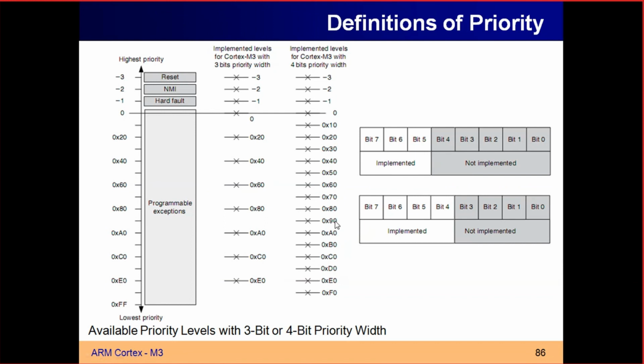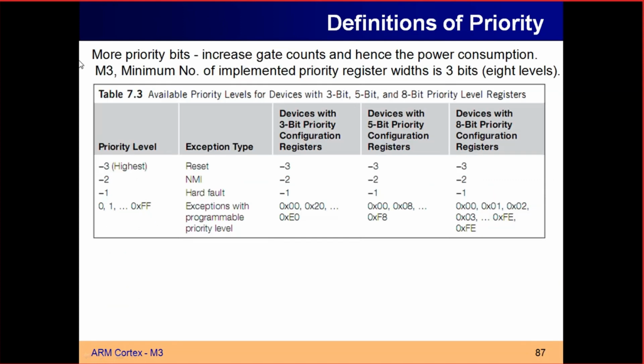If all the bits are implemented, if 7 bits are implemented, you will have 128 levels of preemption. So why are they reducing the number of bits? If they increase the bits, gate count and power consumption will increase. So in order to balance power consumption and performance, they reduce the number of bits. And the minimum number of bits will be 3 bits, that is 8 levels of preemption.